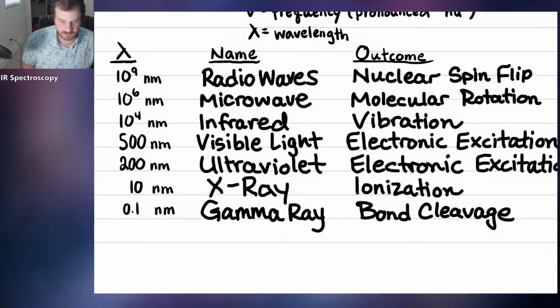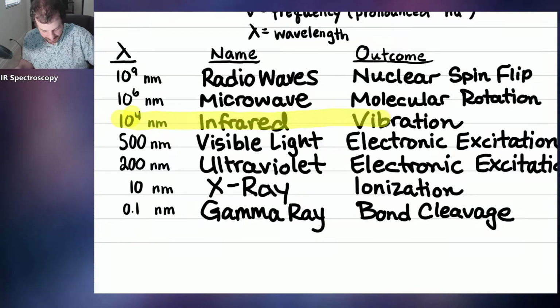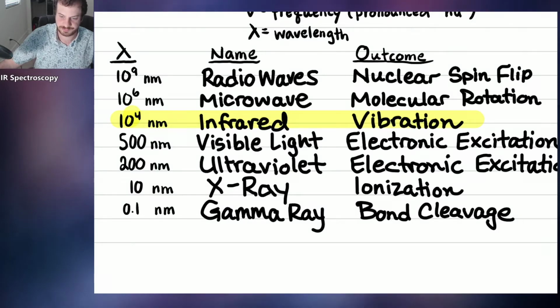So this ejects electrons out of the bonds that hold molecules together, causing the molecules themselves to disintegrate. You can imagine this would have a very, very dangerous effect on the human body. But even though we're talking about all these interesting types of electromagnetic radiation, we're mostly interested in the infrared light for this part of the class.